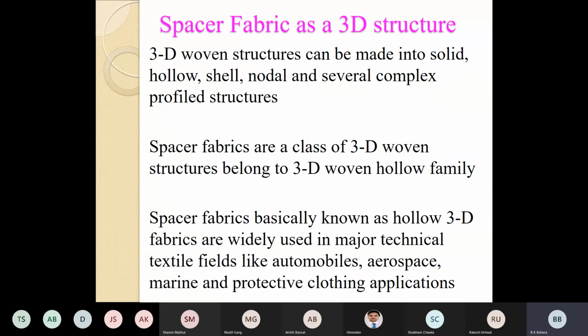So we have discussed so far about 3-4 lectures on 3D fabrics. Spacer is one of the 3D fabrics. In all previous classes, we have discussed 3D solid structures. However, 3D fabrics can be produced as a 3D solid, 3D hollow, 3D cell structure, nodal structure, and many complex profile structures. So spacer belongs to the 3D hollow family category. So it's a 3D fabric, but it's a 3D hollow structure.